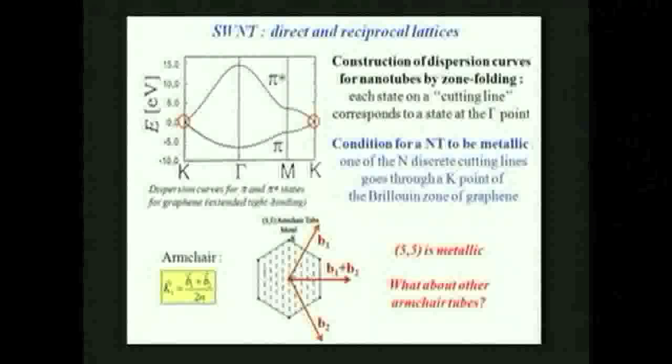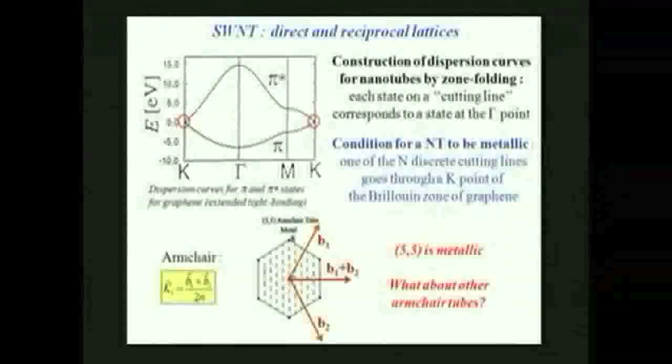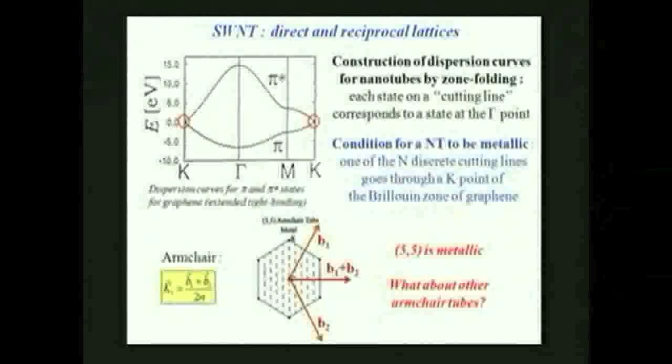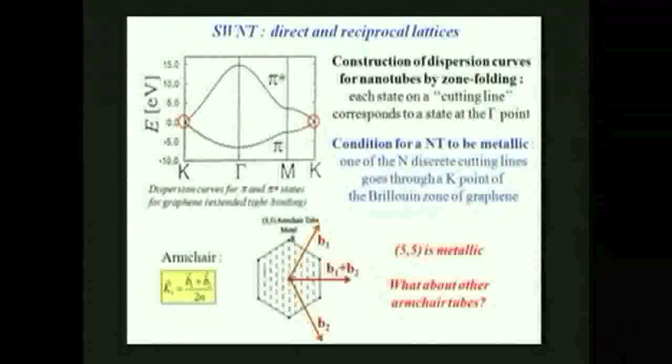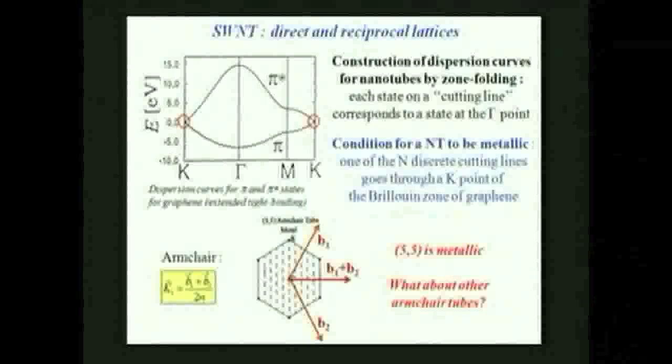So just because of geometry, because the geometry of an armchair nanotube implies that you will have an allowed vector going through the K point of graphene, because of that, you will always have metallic properties for armchair nanotubes. So all armchair tubes are metallic.